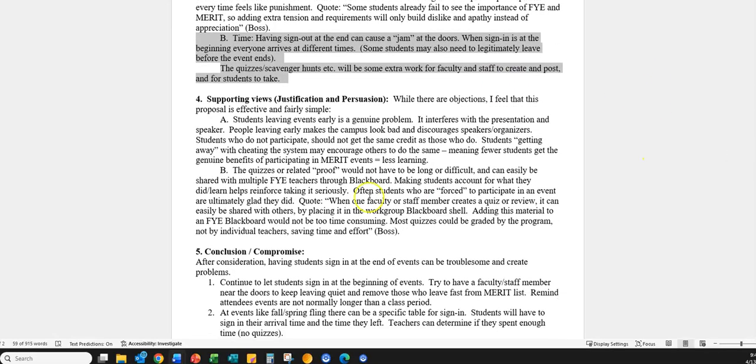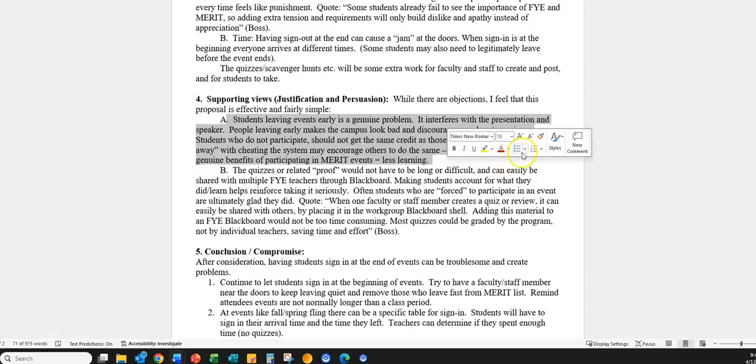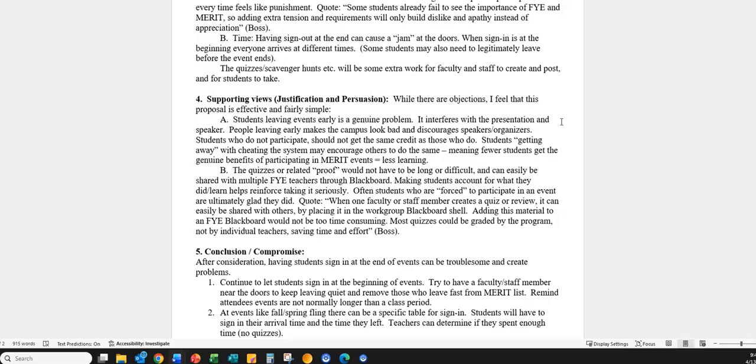And then on the other side, what are our justifications? Why is this a good idea? It does stop people, or tries to help stop people, from leaving early, which is not fair. It's not fair to the students who are participating the whole time, but also it's embarrassing for the presenters. It's sometimes very distracting. It's noisy. It makes it bad when people are getting up and leaving in the middle, or when they sign in and walk away. That may encourage other people to do the same. So it's just not a good look. It's not fair to anybody who is genuinely participating.